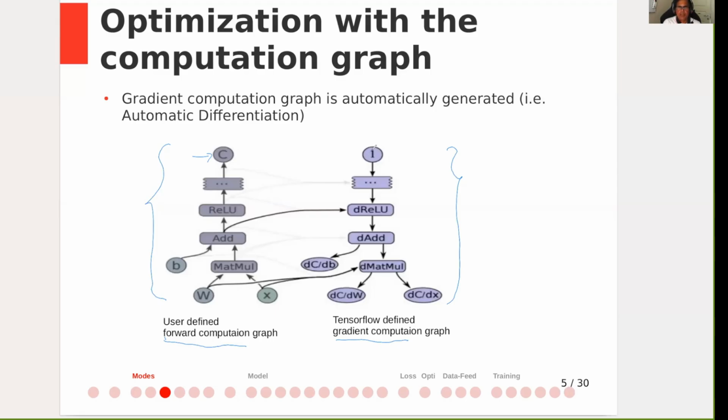It starts with the gradient of the loss with respect to the current variable. So at this point, the loss is, let's say, C, and the current variable at this point is also C. Therefore, if you differentiate C with respect to C, this dC over dC is 1, therefore it starts with 1. Then you have to pass through the activation function.